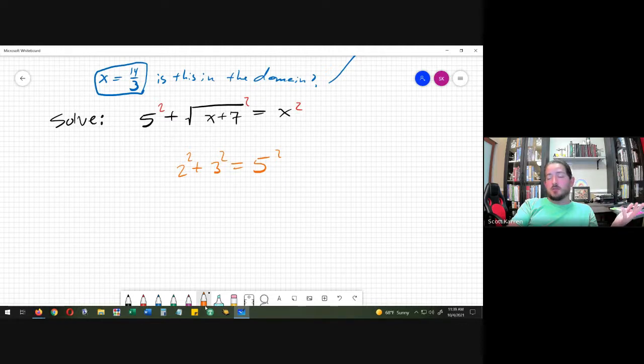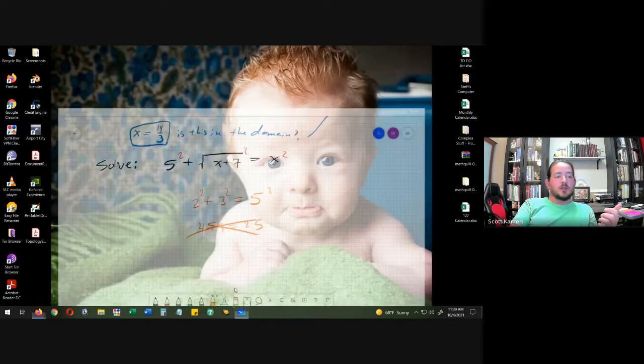First off, that equation was true. 2 plus 3 equals 5, right? But if I square everything, that gives me 4 plus 9 is 25. That's not true, right? Nope, no. So you can't square individual terms. What do you have to do?